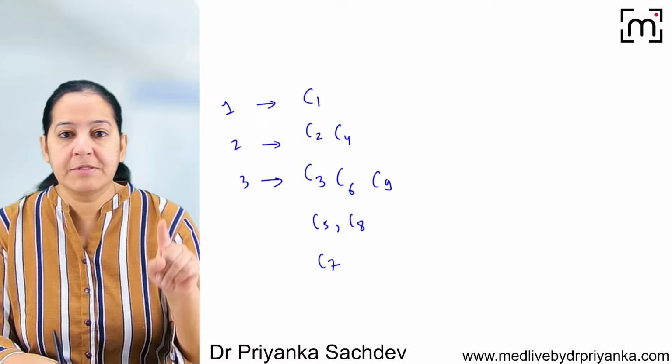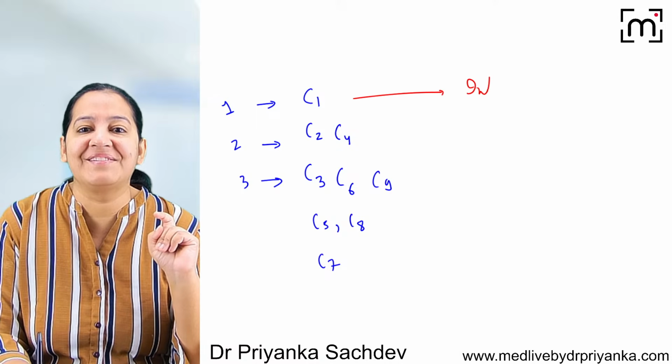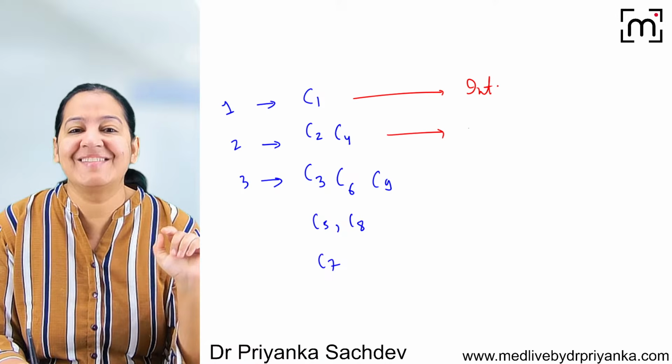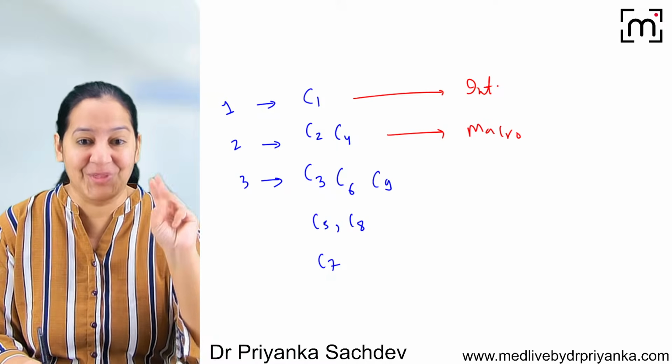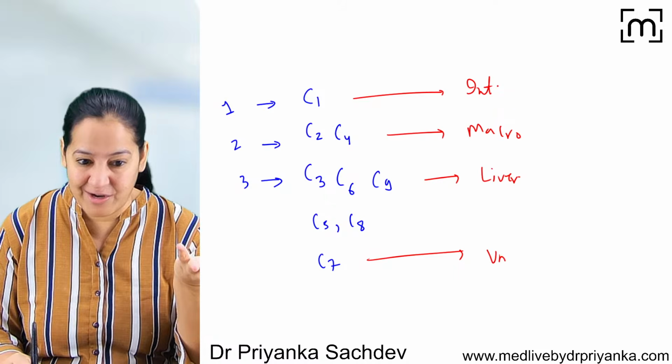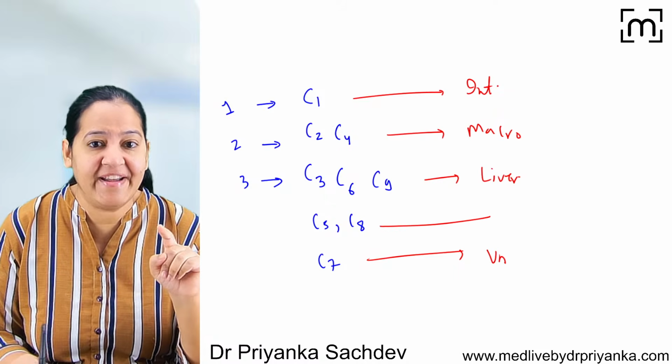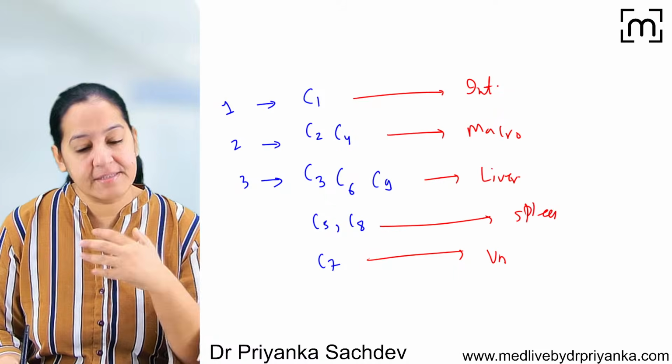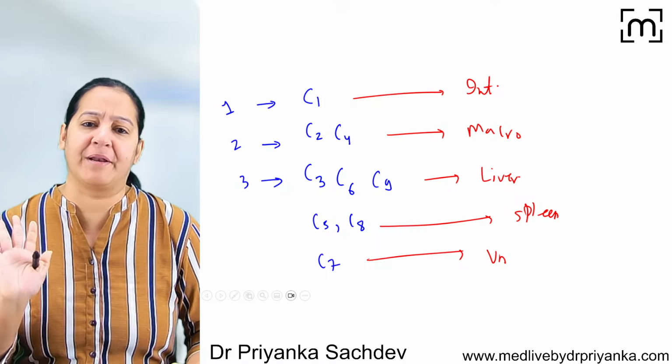Now tell me the organ. The multiple of 1 is synthesized in the intestine. The multiple of 2 is synthesized in the macrophage. The multiple of 3 is synthesized in the liver. C7 is unknown, and whatever is left, 5 and 8, is synthesized in the spleen. This is how I learned, and you get simple questions on it.